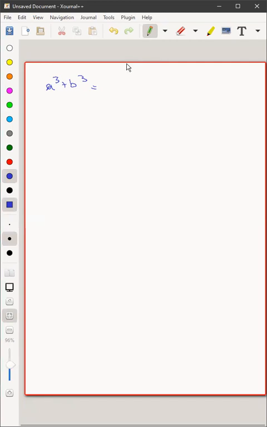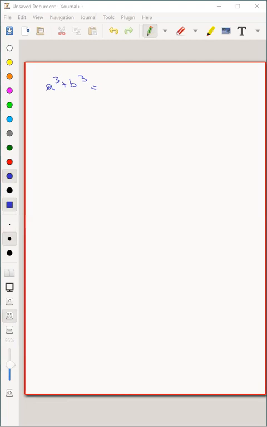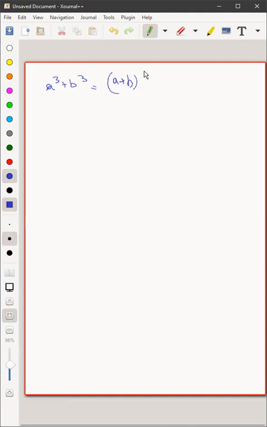Ishan, what is A cube plus B cube equal to? So it's A plus B whole cube minus 3A square B minus 3AB square. Or we can write 3AB into A plus B also, right? Or we can write A plus B the whole thing cube minus 3A squared B minus 3AB squared. Correct. Ananya, repeat.